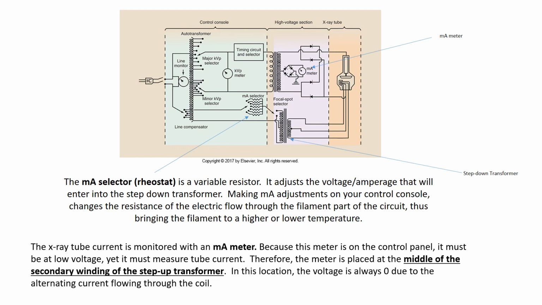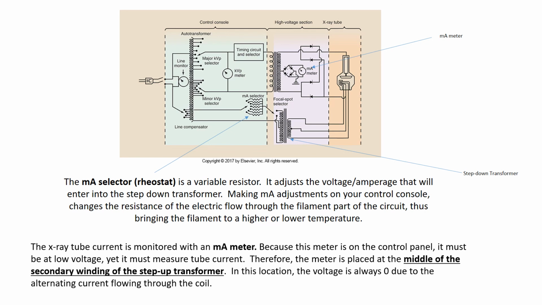Now, where is the MA meter? This is interesting because the MA selector is in the filament part of the circuit, but the MA meter is actually, look at the drawing here, connected to the middle of the secondary winding of the step-up transformer. Why is it there? Well, this is a meter that is on your control panel, but it has to measure the amount of electrons that are eventually going to flow across the gap between the cathode and the anode.